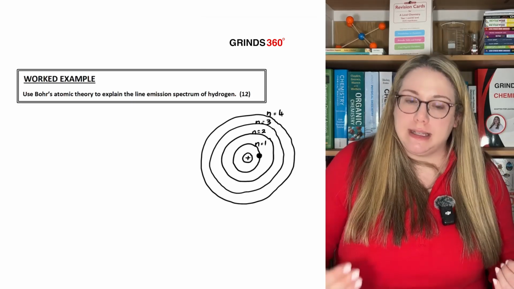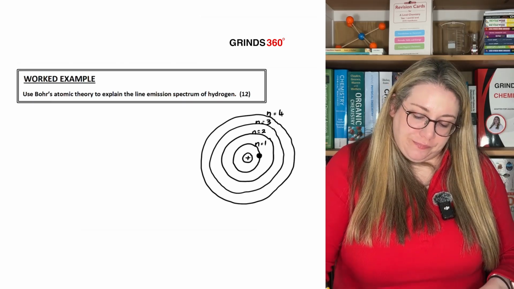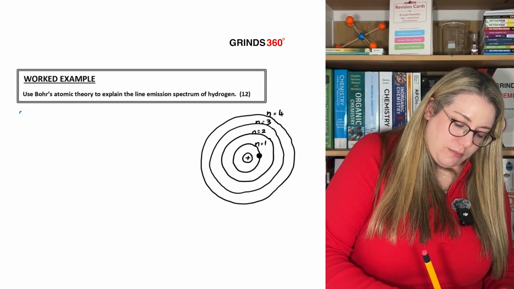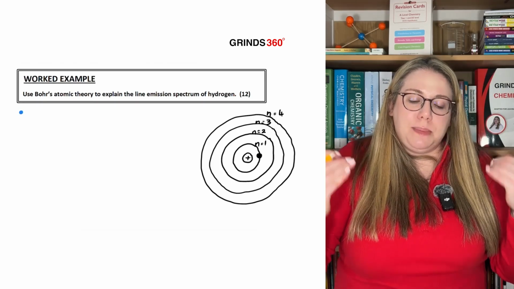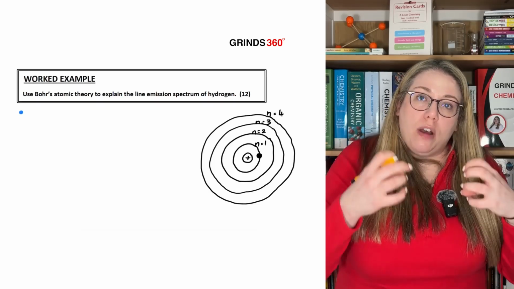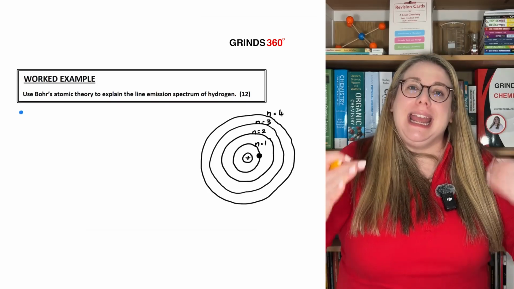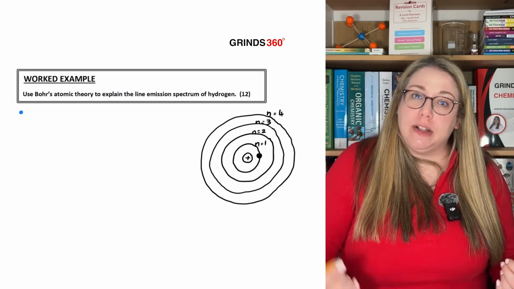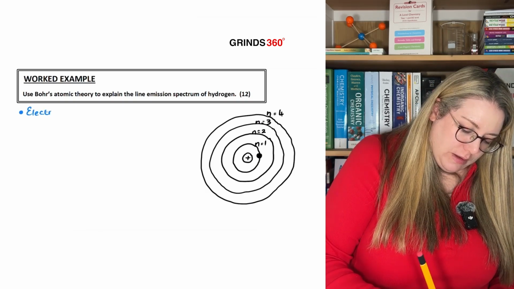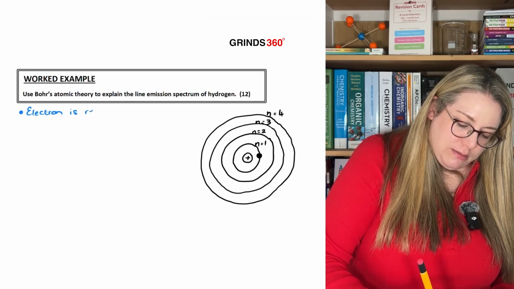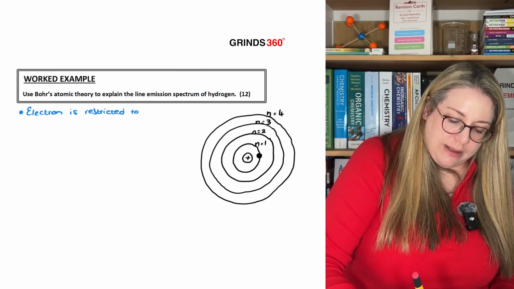bullet point explaining this theory. So there's 3 pieces of information I need to give here. When I drew that diagram of a hydrogen atom, I specifically drew the electron on one of the rings. That means your electron has to occupy an energy level. It is restricted to an energy level. So there we go. There's my first point. Your electron is restricted to energy levels.